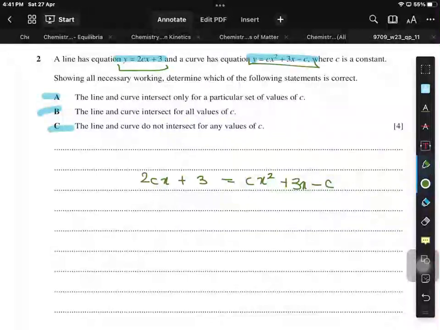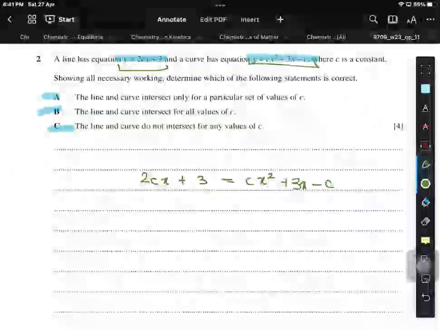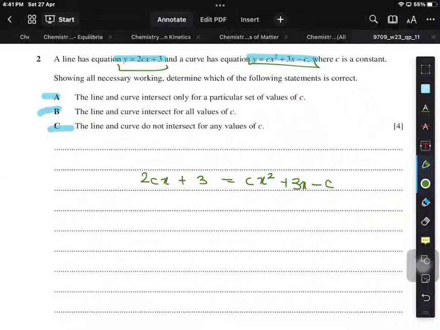This is after we equated these two, because we know that they are both equal to y. So we can just equate these two equations for the curve and for the line. So now let's make all the terms on one side. Let's bring them on one side. So cx squared plus 3x, and then we can bring this on the other side. So that would be minus 2cx minus c minus 3 is equal to 0.